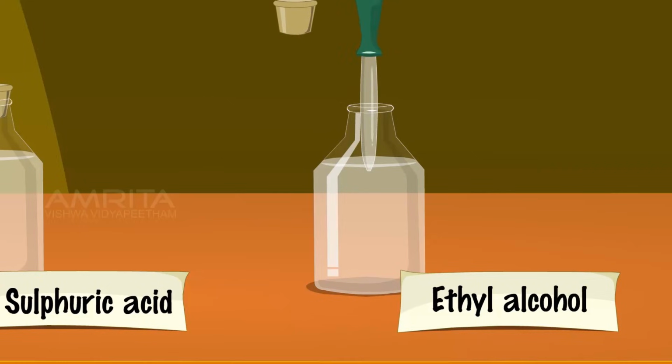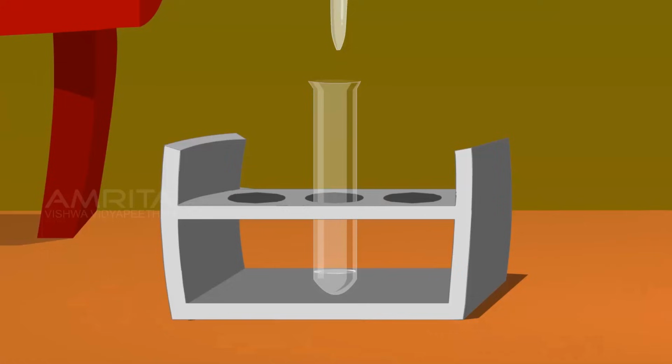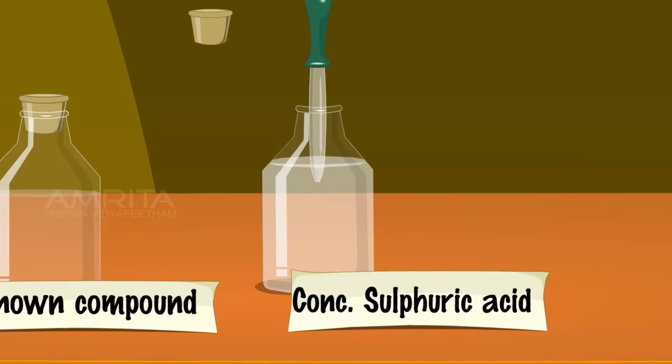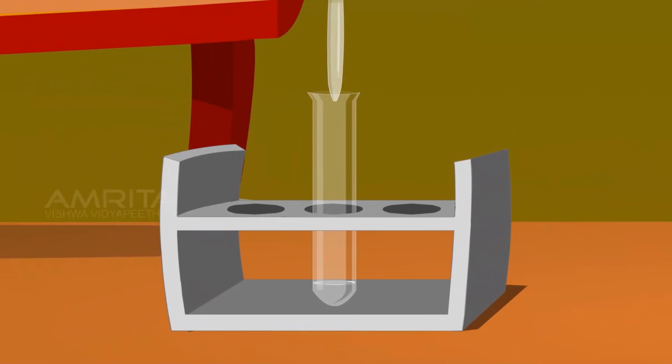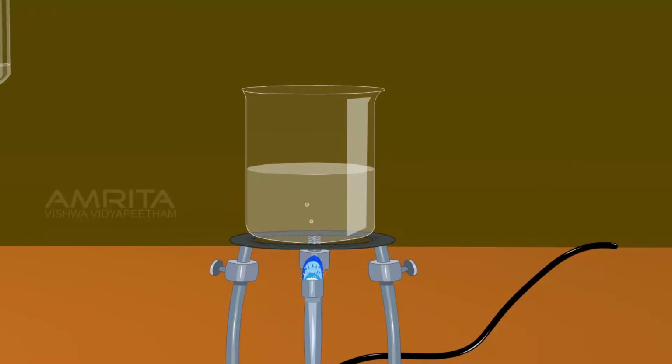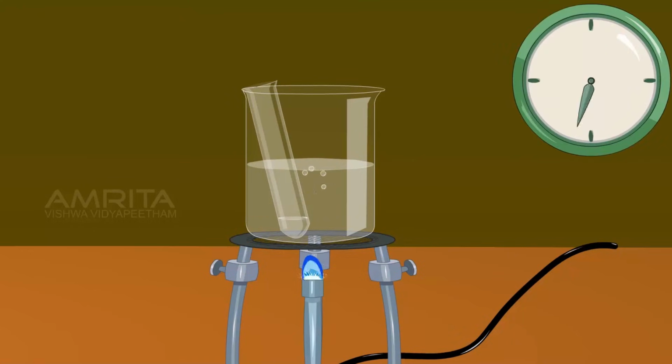Take a few drops of ethyl alcohol using a dropper. Add ethyl alcohol into the test tube. Take 1 to 2 drops of concentrated sulfuric acid using another dropper. Add it into the test tube. Take the test tube, place it in a boiling water bath and heat the contents of the test tube for 5 minutes.